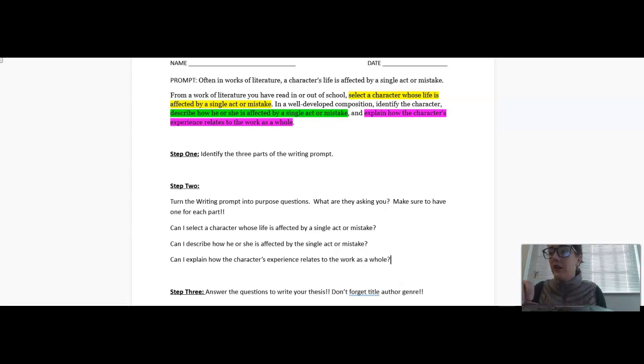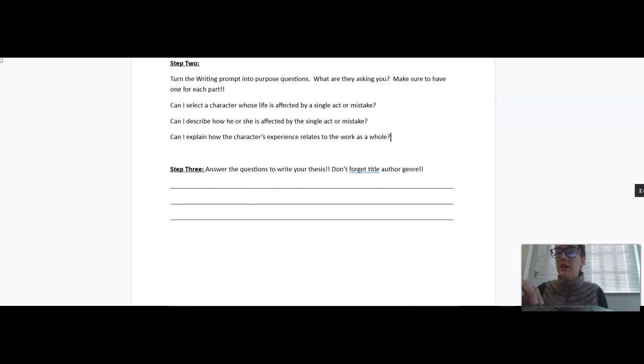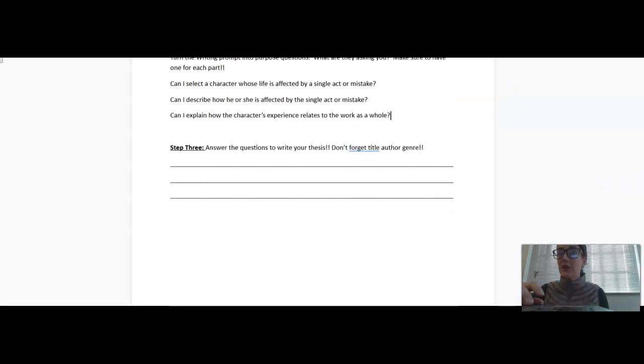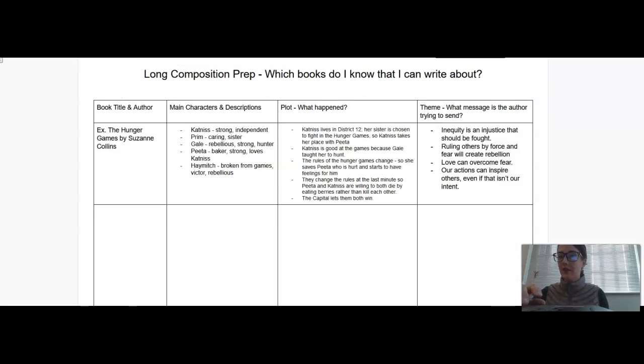All right, now that I know my questions, I'm going to turn them into a prompt, into a thesis. And I'm going to use the book that I used before when I was doing my brainstorming in my graphic organizer. So before I used The Hunger Games by Suzanne Collins. And we identified that Katniss is one of the protagonists or main characters. So I'm actually going to write about her because her experience is impacted, the whole book is impacted by her decision to take the place of her sister Prim in the Hunger Games.